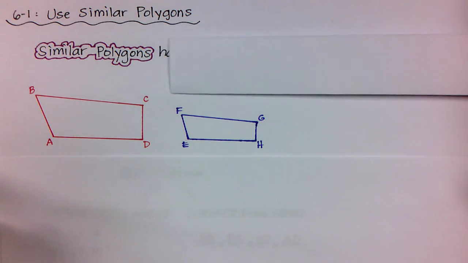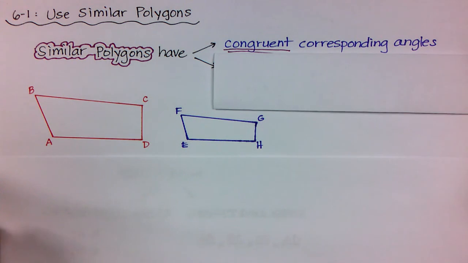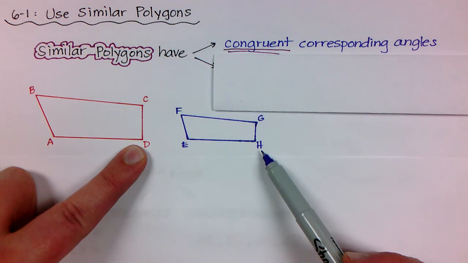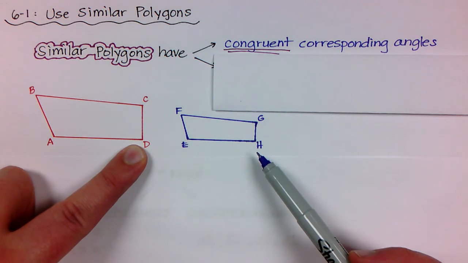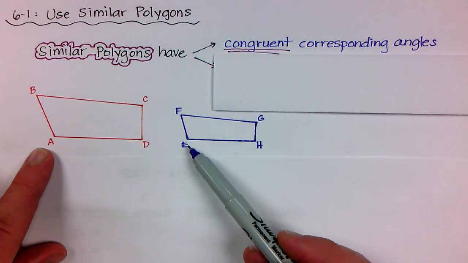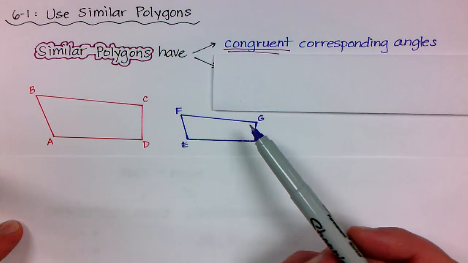So similar polygons have two things in common. They have congruent corresponding angles, which is what you can kind of see. Like it looks like angle D and angle H are both about 90 degrees. And if I measured these, they would all be exactly the same. A and E would measure the same, B and F, and also C and G would measure the same.